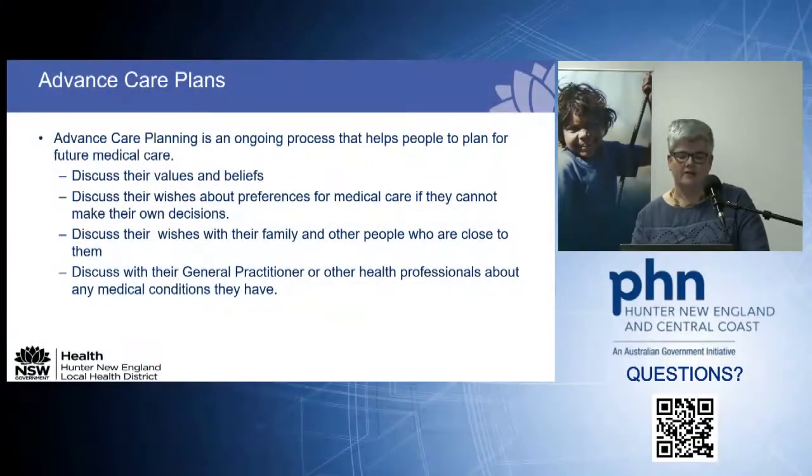Advanced care planning is actually a process that helps people to plan for their future medical care. It's about discussing their values and beliefs, and their wishes and preferences about medical care if they can't make their own decisions. It's about discussing wishes with their family and other people who they really want to know what they would want if they were not able to speak for themselves. And it's also about talking with their GPs and other health professionals, particularly in understanding their medical conditions, their likely complications and what's likely to happen over the next period of time.